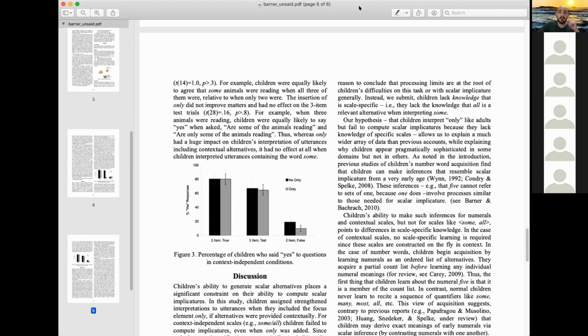Do you share my feeling that a question like, are only some of the animals reading, is a little bit complex to understand? Yes, I think for the children, I mean, if someone asked me a question like that, it wouldn't be that complicated, but I think for 4-year-olds, yes, it is complicated. Right, for them to understand. I think it's kind of a little bit unfair.